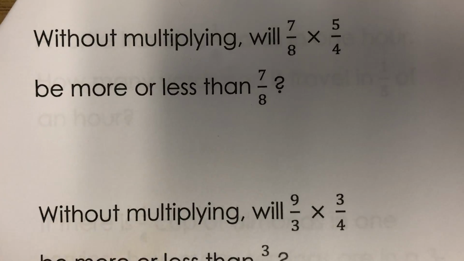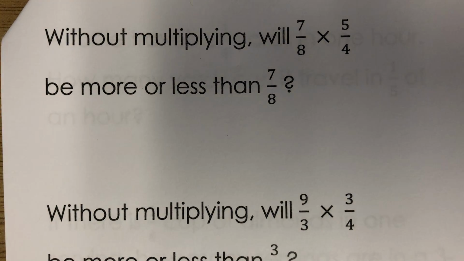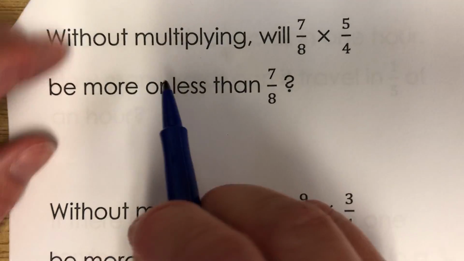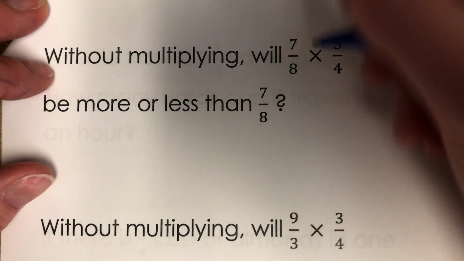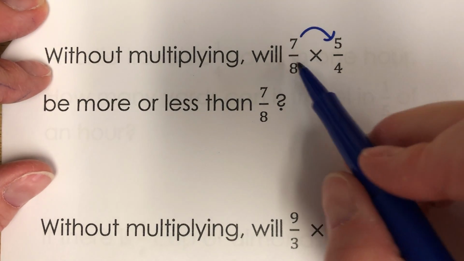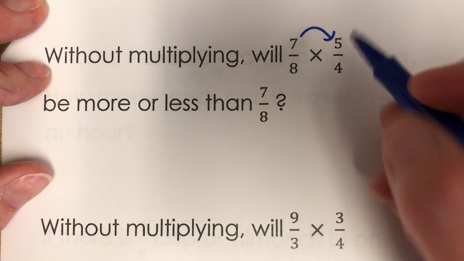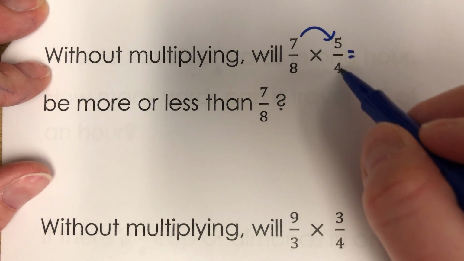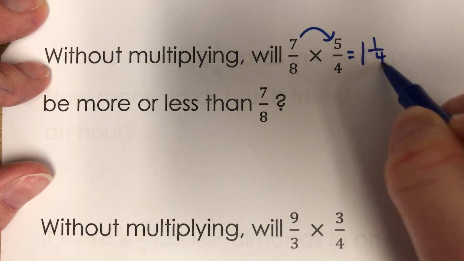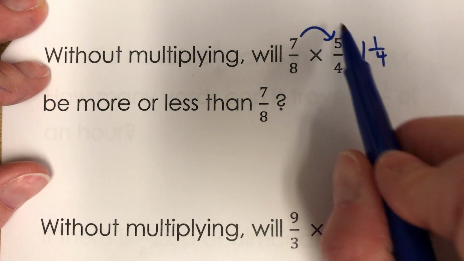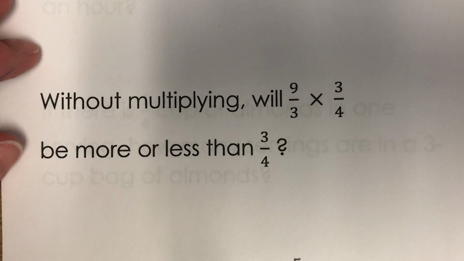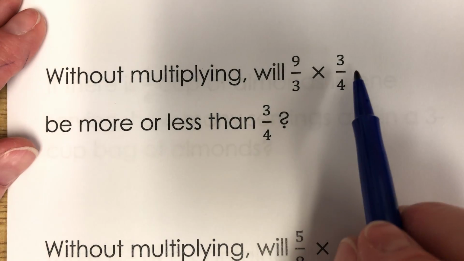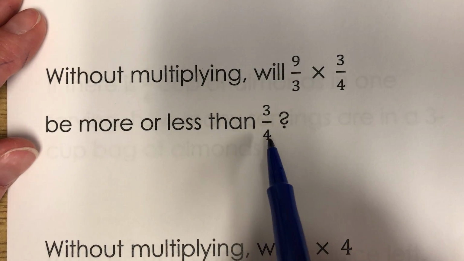We're back to some similar kinds of problems again. These were all the review problems I did with your classmates. So I want to make sure you get the full review. Without multiplying, will 7/8 times 5/4 be more or less than 7/8? Well, I'm multiplying 7/8 by 5/4, and 5/4 is greater than 1 because it's improper. This is actually equal to 1 1/4. So if I multiply 7/8 by a number more than 1, I'm going to get an answer that's more than 7/8.